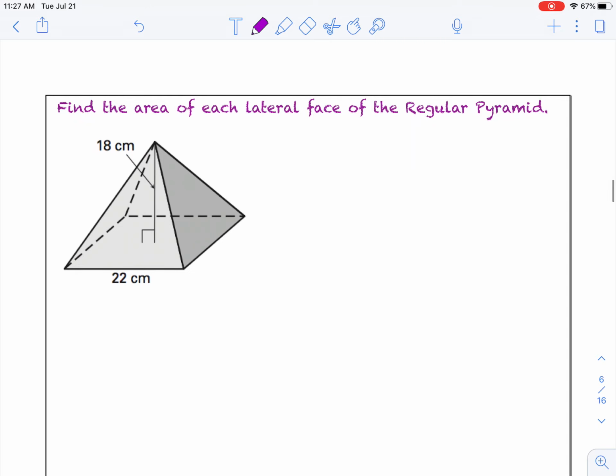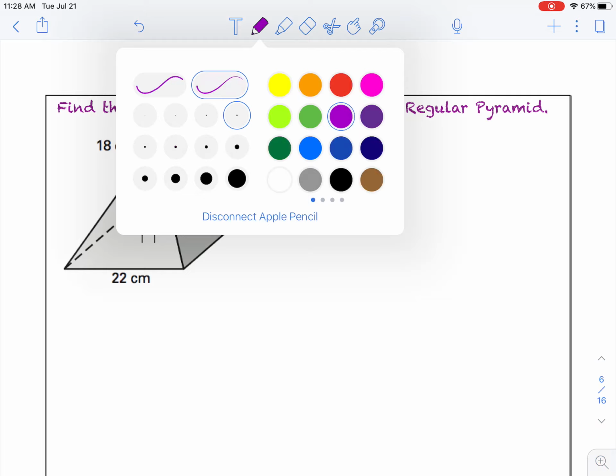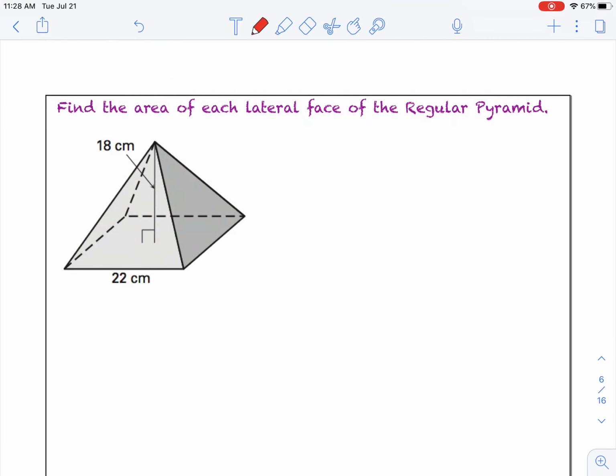So let's try one. It says find the area of each lateral face of the regular pyramid. So we actually are only going to find one of these faces. That's all they're asking us to do in this problem. Notice you have a height. This is the height of the actual triangle. It's not the slant height.